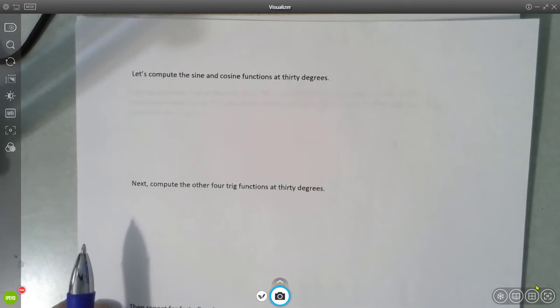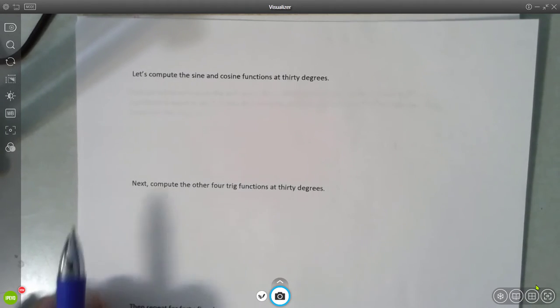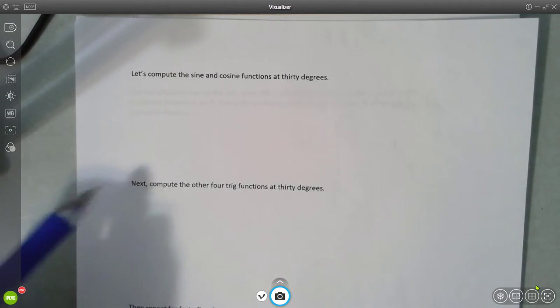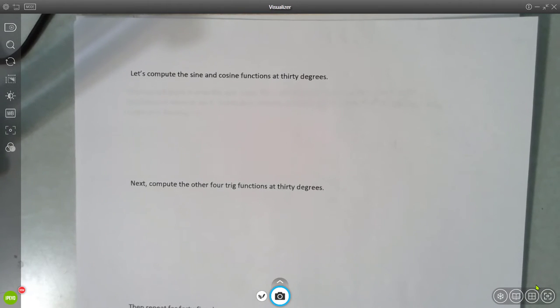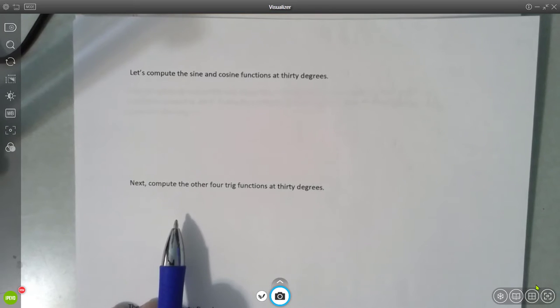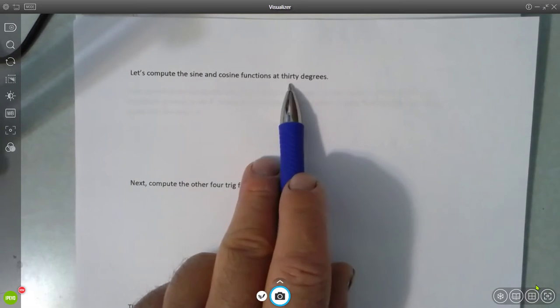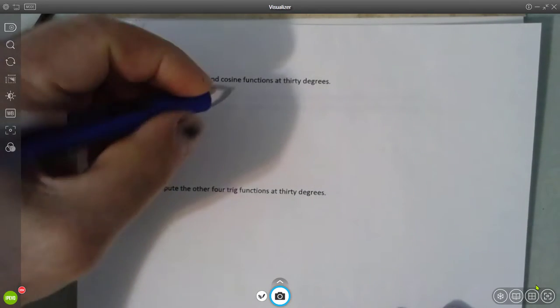We're on page 3 of the handout of the introduction to the trigonometric functions for an acute angle of a right triangle. And really everything on page 3 we've already done. I'm just going to move through it quickly to show you how we do this efficiently now that we've got the ideas. All right, let's compute the sine and the cosine functions at 30 degrees.